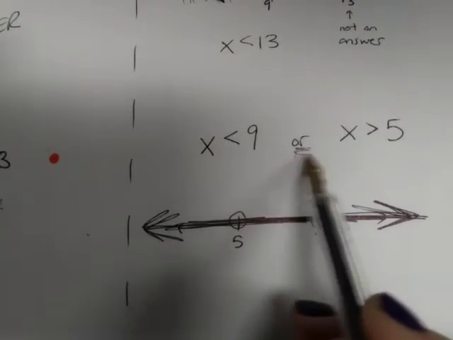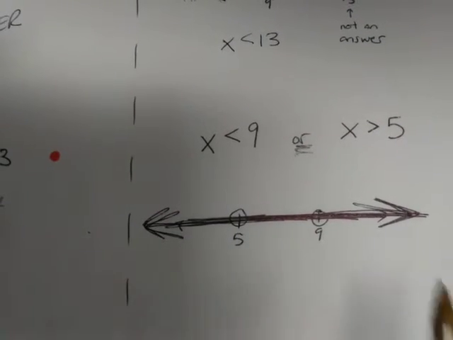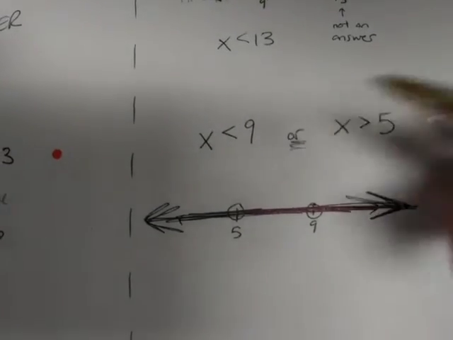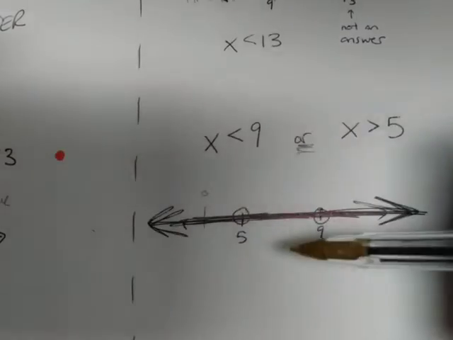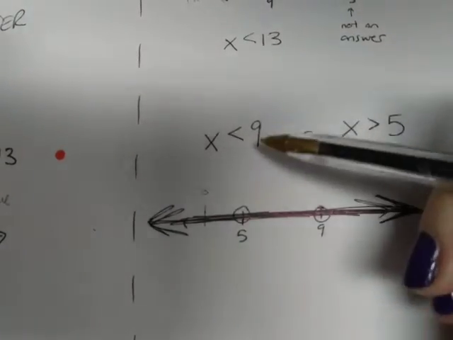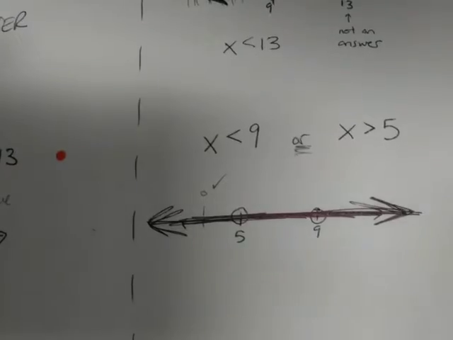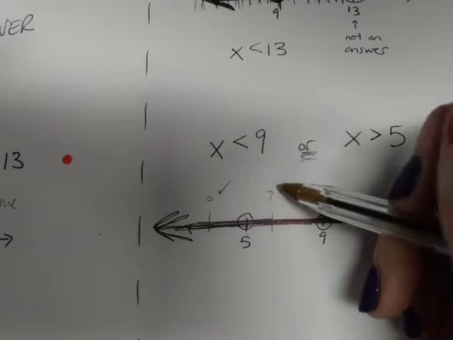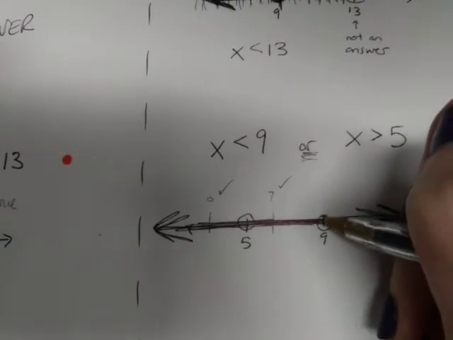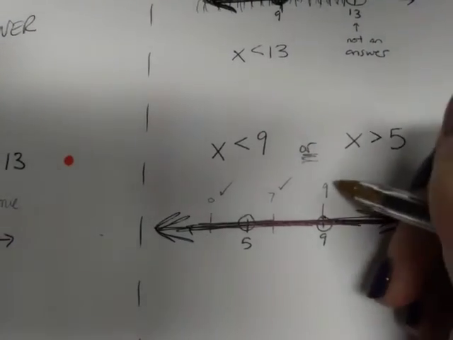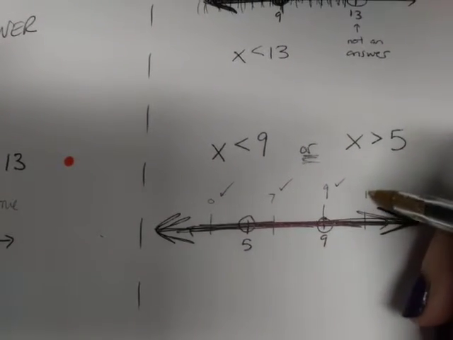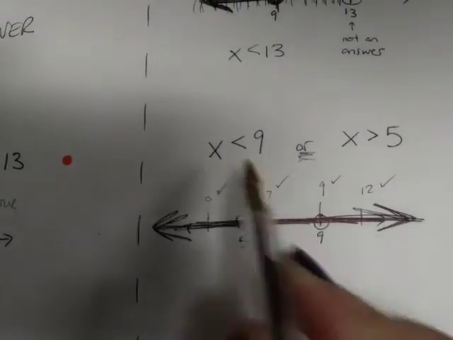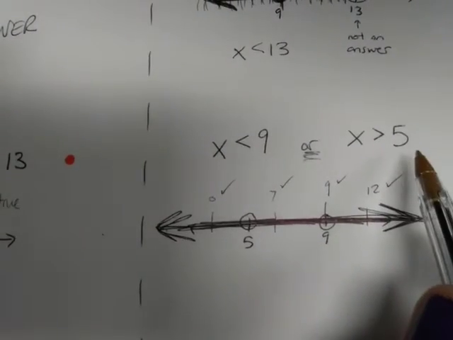Notice, because it is or, I don't care where they overlap. I just care where anything has been shaded at all. If I have a number like 0 down there, 0 is less than 9, so that counts in my inequality. Right here, 7 maybe. 7 is less than 9, so that counts. 9 itself is greater than 5, so it counts. 12 is greater than 5, so it counts. Notice there is not a single number that won't fit in one of these inequalities.